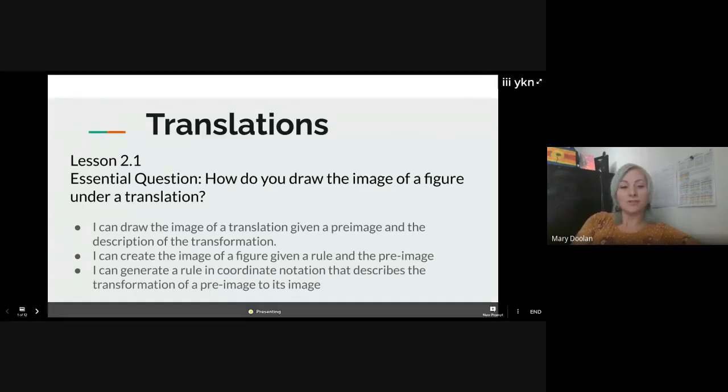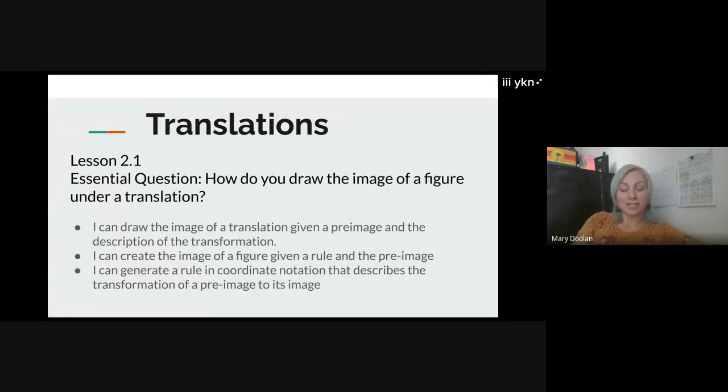And we are starting with translations. Translations and transformations sound very similar, but a translation is a type of transformation. So our lesson today is from 2.1. Our essential question: how do you draw the image of a figure under a translation?